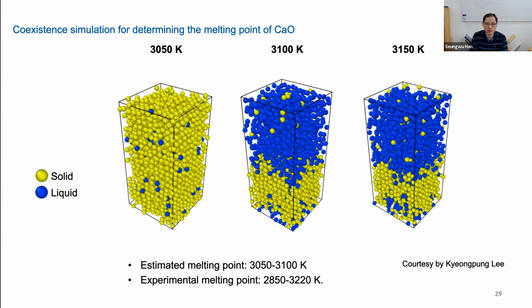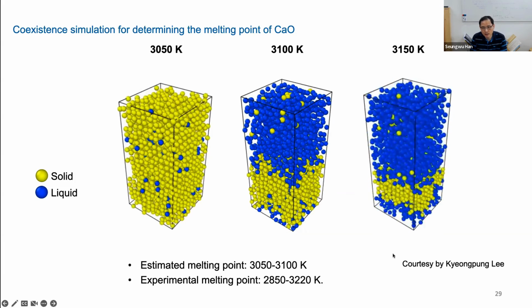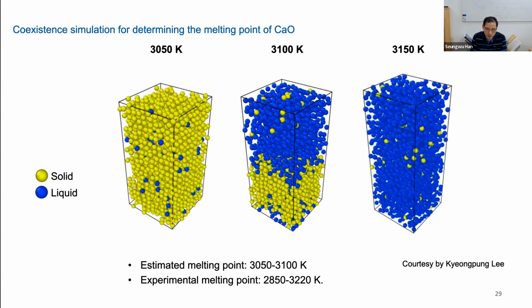Then you increase the temperature by 100 Kelvin on the right figure. Now the liquid wins, meaning that at this temperature, the free energy of the liquid is lower than the solid. Okay, and then we decrease by 50 Kelvin, and now simulate at 3100 Kelvin.